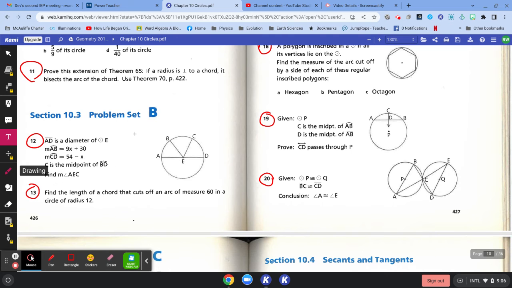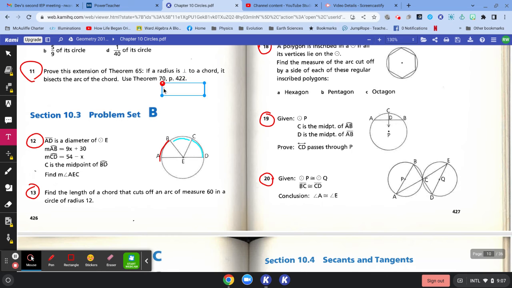First of all, we can label this arc with that, and then we label arc CD with that, but we can also label arc BC with that as well, because those are both congruent since C is the midpoint of the arc. So let's use that information. And we also know that AD is a diameter, so all of this adds up to 180.